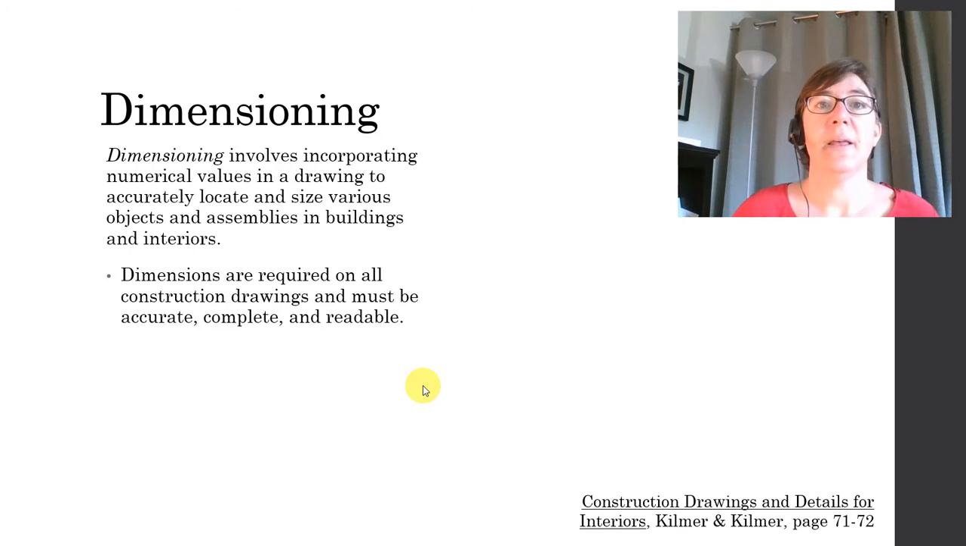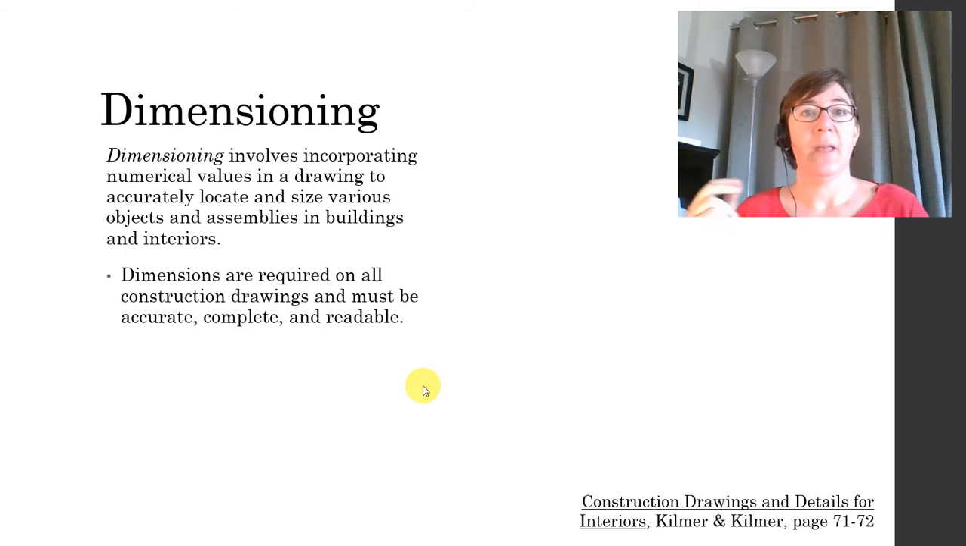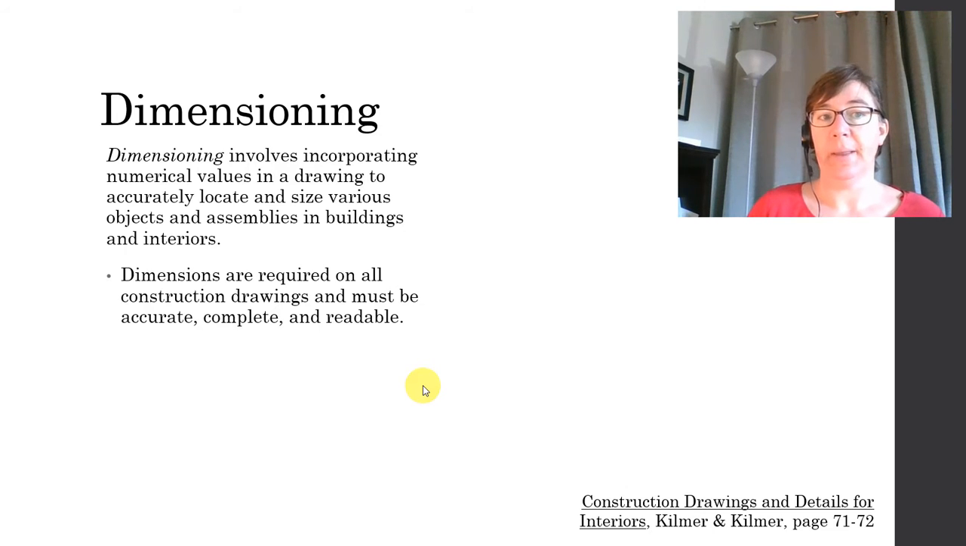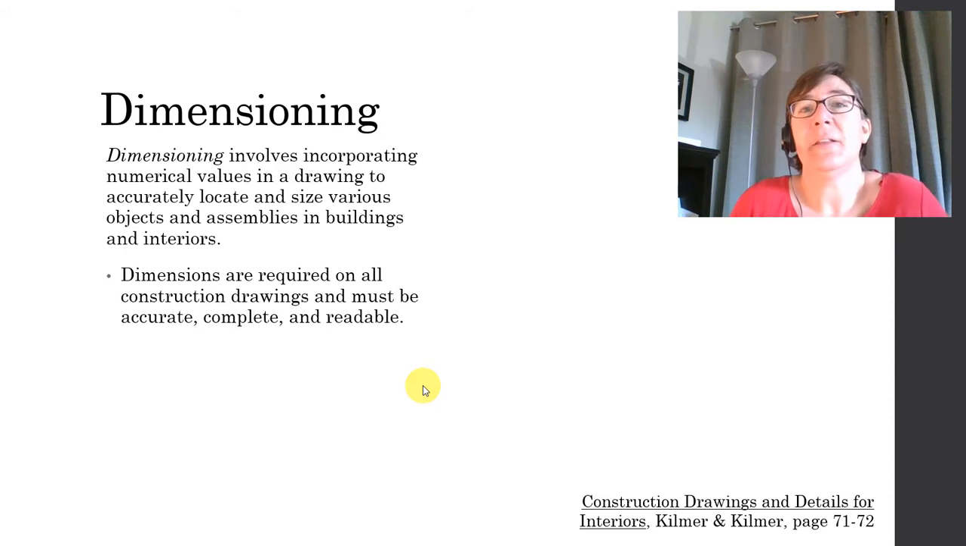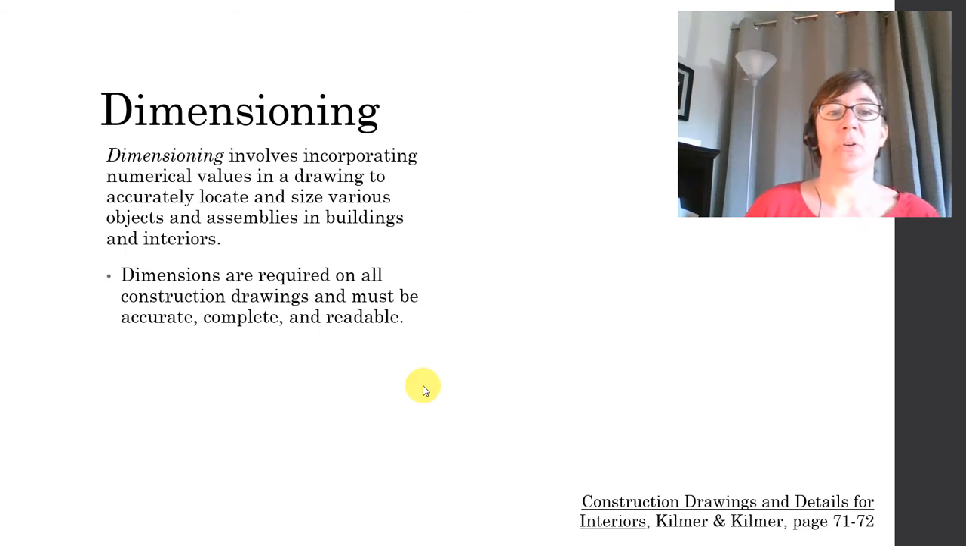So what is dimensioning, and why do we use dimensions? Dimensions add numerical values to your drawing, and you put them on there in order to accurately locate and size various objects in your building. Dimensions are required. There's not a single drawing out there that doesn't include some kind of dimensions. They're required on all construction drawings, and in general, because remember, we're doing technical drawing here, the dimensions really have to be accurate, they have to be complete, and they need to be readable.